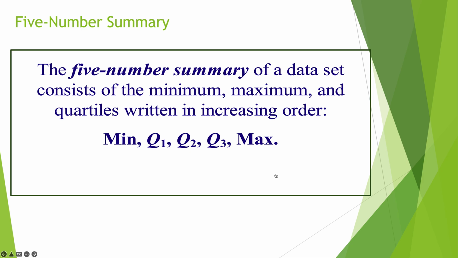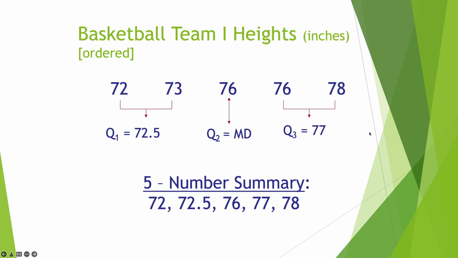Here's a basketball team, and here's the heights. This is the first group. You have 72, 73, 76, 76, and 78. So, what's the first quartile? It's the median of the lower group. What's the second quartile? It's the median. What's the third quartile? It's the median of the upper group.